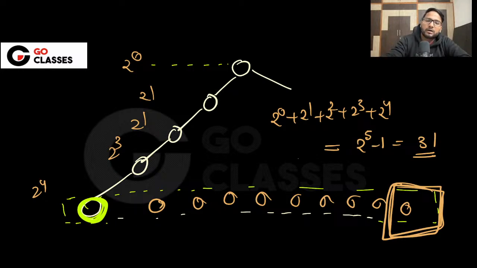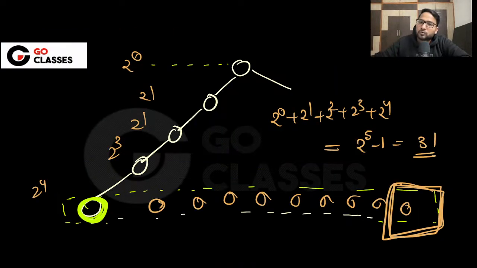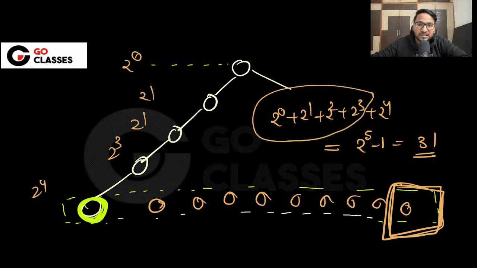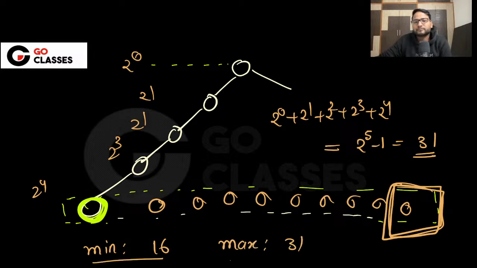Okay, I hope you understood. So 31 is the correct answer. What is the minimum possible value? For the minimum possible value, till now, how many nodes are there? I think 15 nodes are there, and then this is the 16th node. So the minimum possible value is 16, and the maximum, this is the 31st node, so 31.